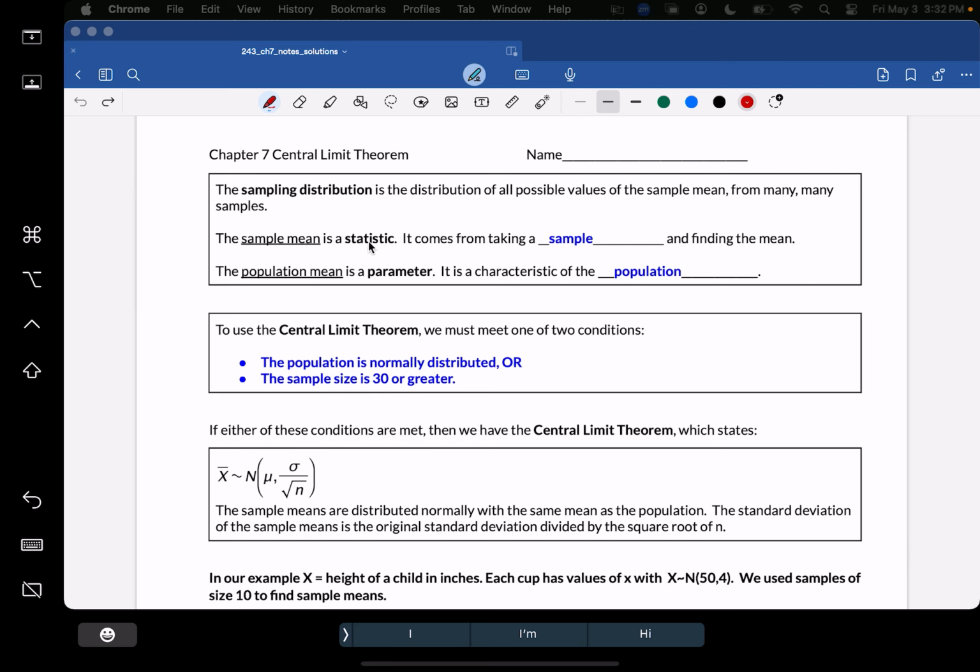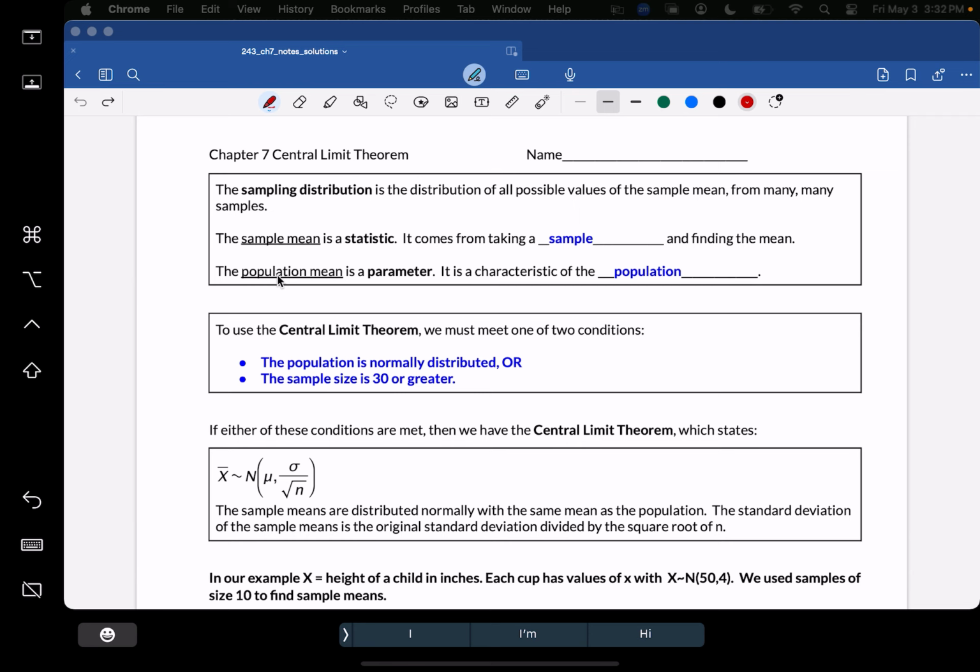The sample mean is a statistic. It comes from taking a sample and finding the mean, okay? The population mean is a parameter. Remember, we talked about this in Chapter 1. It is a characteristic of the population, and unless you have access to Zeus or Thor or whatever that god was, again, I'm referencing that video, you do not know the population mean. We wish we knew it, but we don't know it unless we have a complete census of all the individuals in the population.